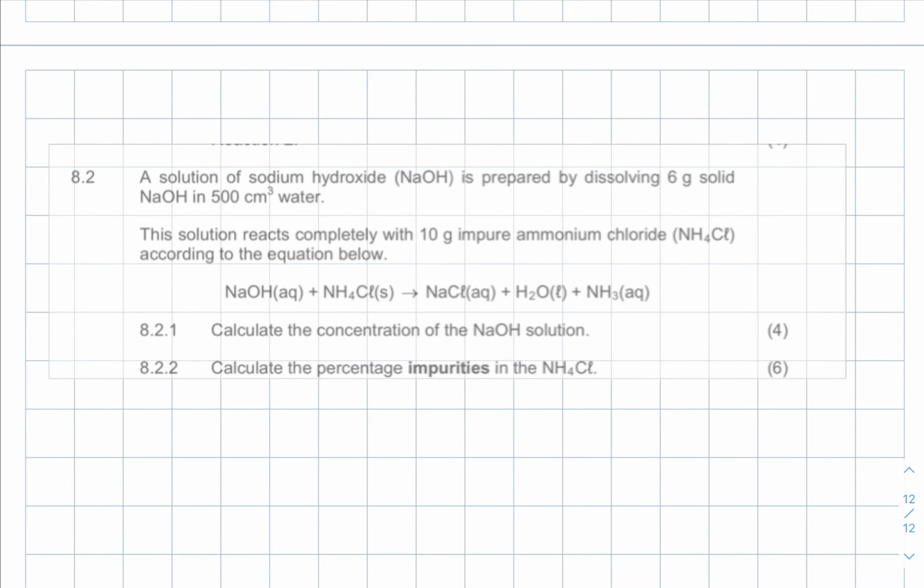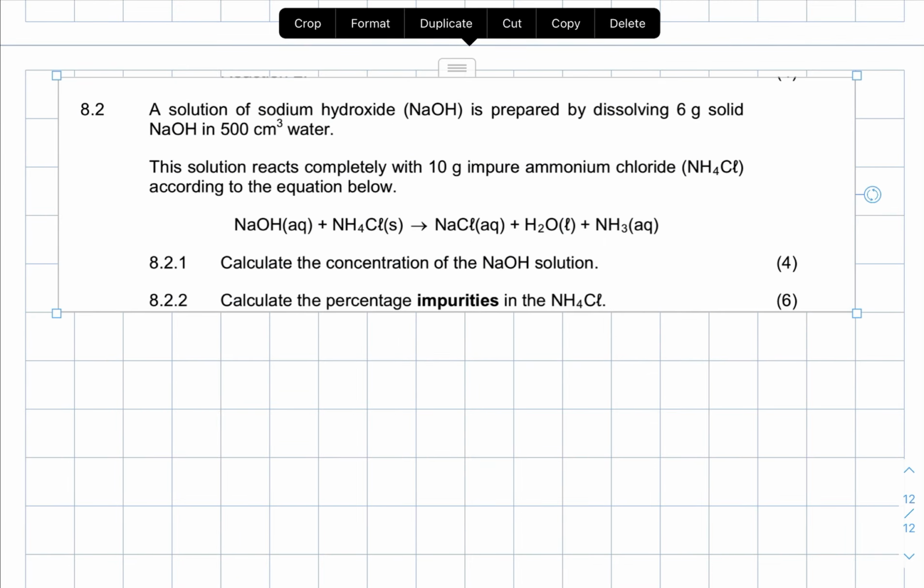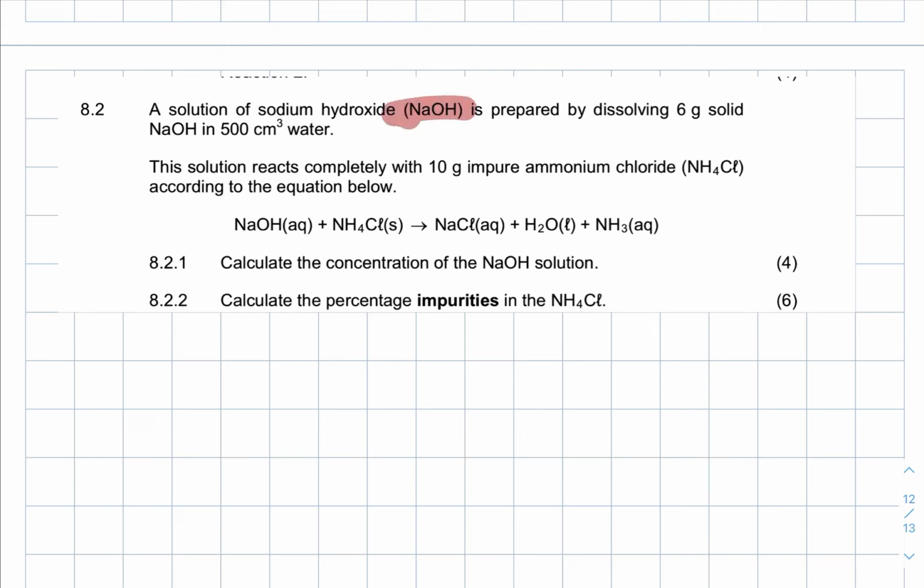All right, now let's read the question. 8.2 says a solution of sodium hydroxide, whose formula is given to us here, is prepared by dissolving 6 grams, that's going to be useful, of solid sodium hydroxide in 500 cubic centimeter of water.